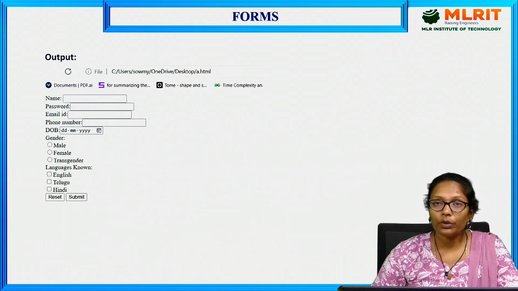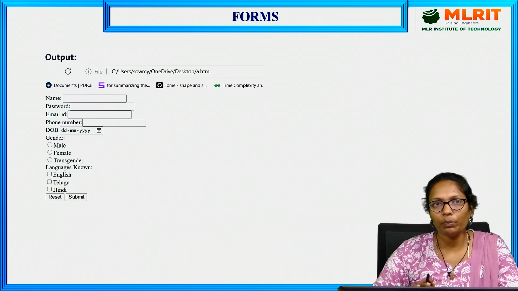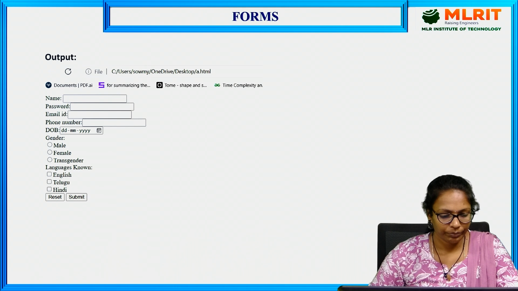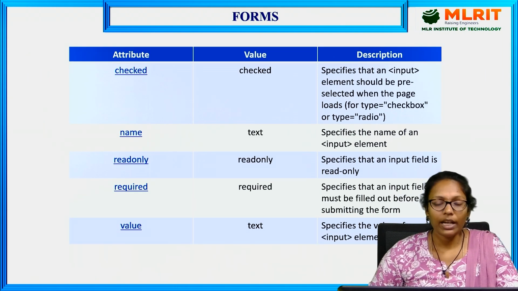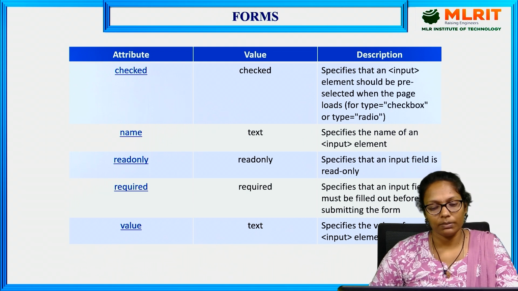So this output you're going to get. So here the output is not aligned. Of course, if you want to align this program, you can use the table tag for this form program. And we have different attributes for this form tag, some attributes.